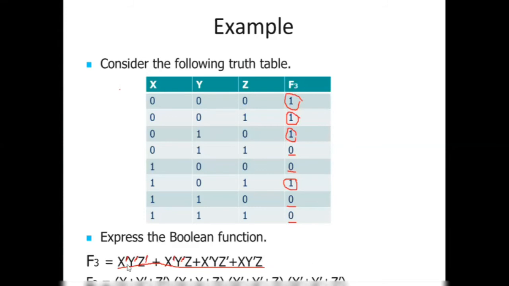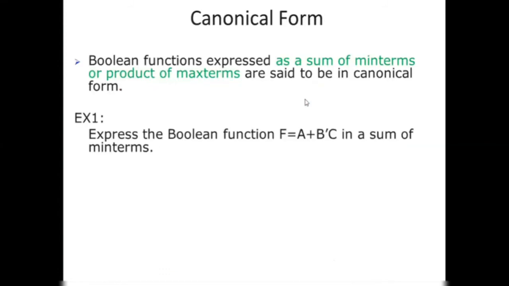With min terms, you have to write the function looking at the one values in the corresponding column, and with max terms you have to write the function using the zero terms in the corresponding result field. So this is the result field, or the function field. Okay, now I think it's clear for you.